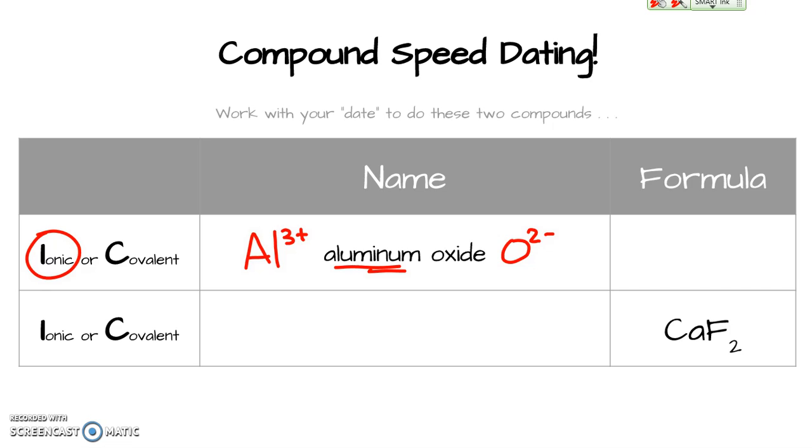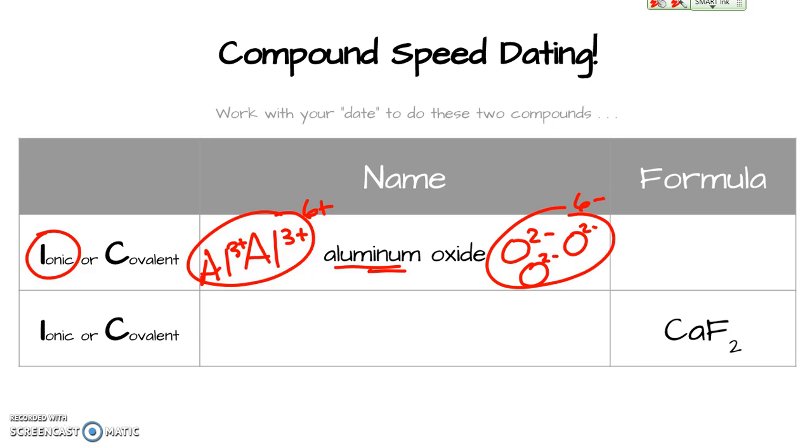This is another one of those ones that's going to be kind of ugly. With +3s and -2s, I'm thinking about 6. 2 aluminums gives me +6, and 3 oxygens give me -6. So when I write my formula, I have to say, to make a compound with no charge, we would need 2 aluminums and 3 oxygens. Aluminum oxide looks like that.